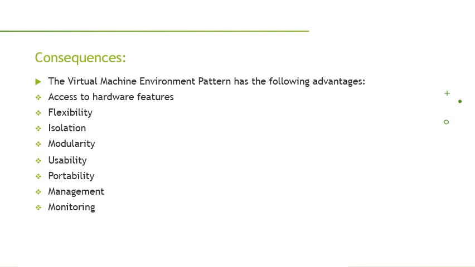Now coming to the consequences. The virtual machine environment pattern has the following advantages, like access to the hardware features. So here you can see different types of consequences that we can see in virtual machines. There are 9 types: flexibility, isolation, modularity, usability, portability, extensibility, elasticity, management, and monitoring. Coming to flexibility, we can run different types of operating systems or system software in each VM.